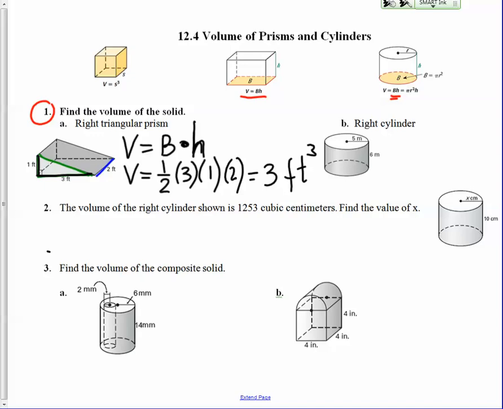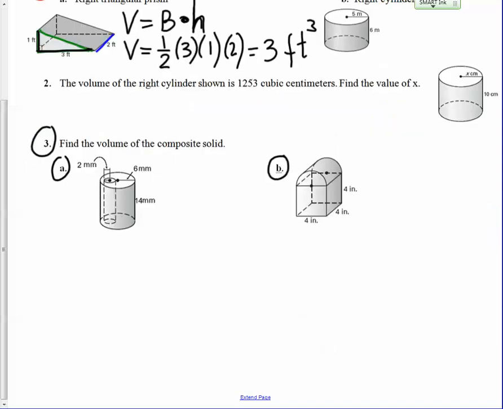Now let's take a look. Number 3 is a little bit different. Composite solid. In that case, you will either be subtracting the volumes like in example 3a because there is a hole in my original triangle, or you will be adding the volumes like in 3b because I had the cube and then another shape is added on the top of that.